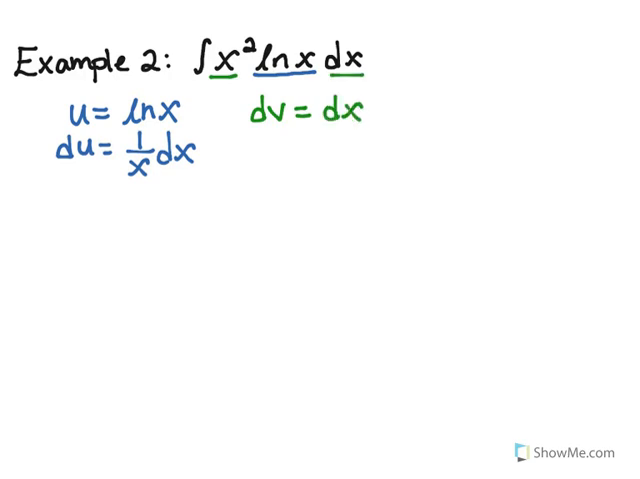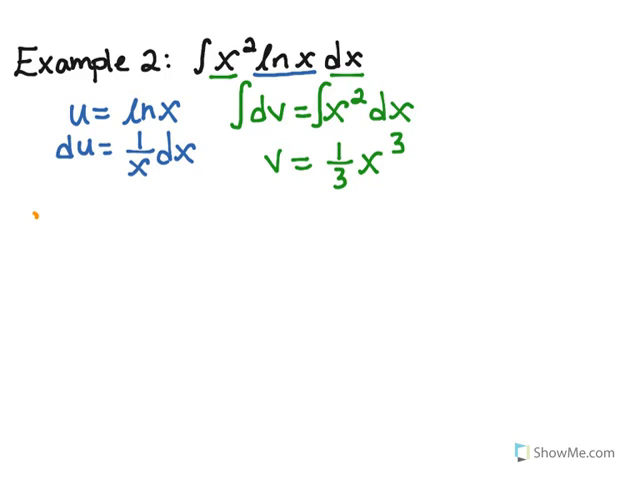Oopsies. Writing that out of order. x squared dx. And to get v, I need to find the antiderivative of dv. The antiderivative of x squared is 1/3 x cubed. And now that I have these four pieces, I'm ready to put them together into the formula.